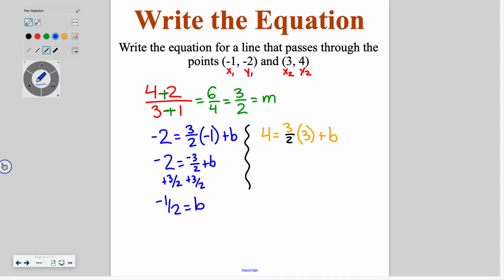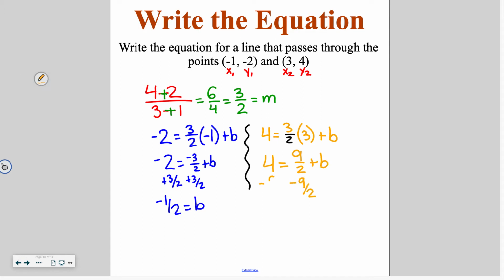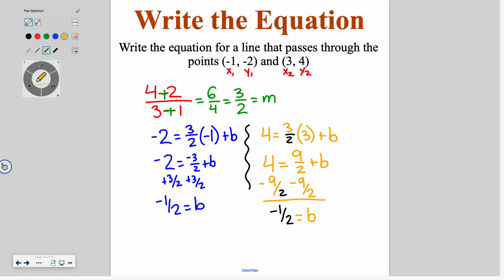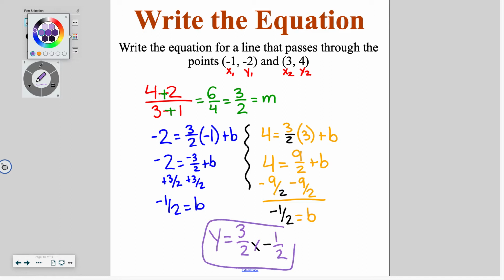If I come over to using the second point, I've got 4 is equal to -3/2 times 3, which is -9/2. If I subtract -9/2, which is -4/2, I end up with 4 minus 4/2, which once again gives me -1/2 is equal to b. So either point that you use, we can plug back in to find our b value. And we end up with a final answer of y is equal to 3/2 x minus 1/2, taking our slope and our y-intercept and plugging them into the equation.